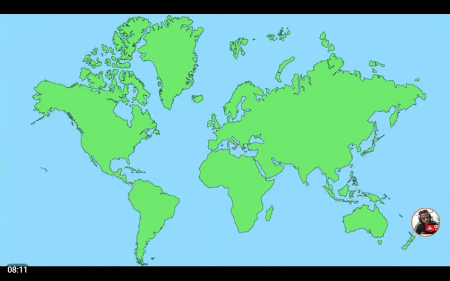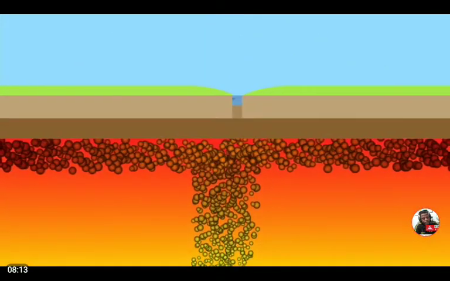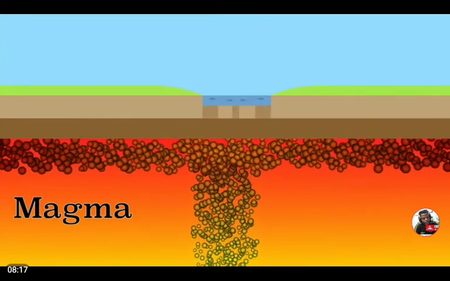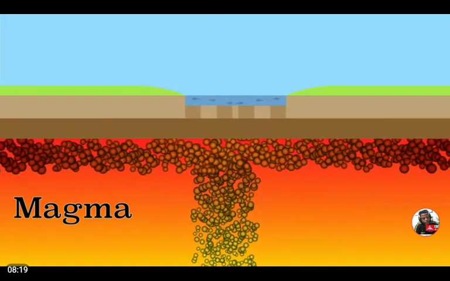The plates are able to move because the interior of the earth is very hot. This rock is called magma. Because it's hot, the magma can flow a little, causing plates to break and move.